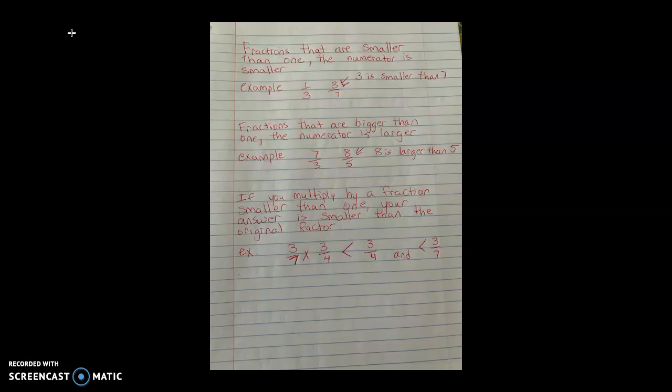If you multiply by a factor that's smaller than 1 whole, your answer is smaller than the original factor. For example, when you take 3/7 times 3/4, that means you're only taking 3/7 of 3/4. Because you're multiplying by a fraction that's smaller than 1 whole, your answer is going to be smaller than the original 3/4. If you reverse it and do 3/4 times 3/7, notice you're multiplying 3/7 by 3/4, and 3/4 is smaller than 1 whole, so your answer would be smaller than 3/7. You need to understand that to be able to understand the rest of today's lesson.